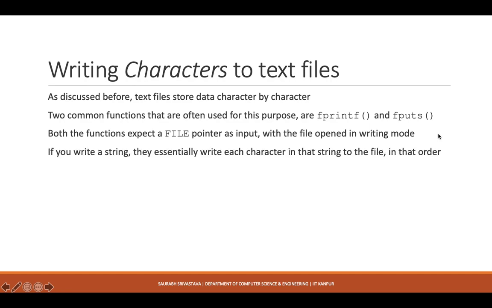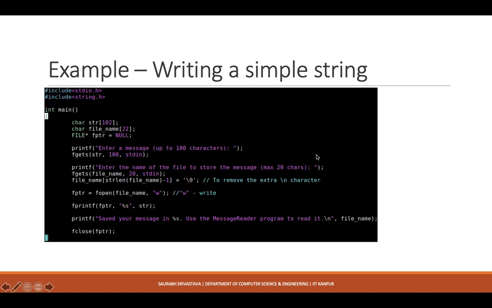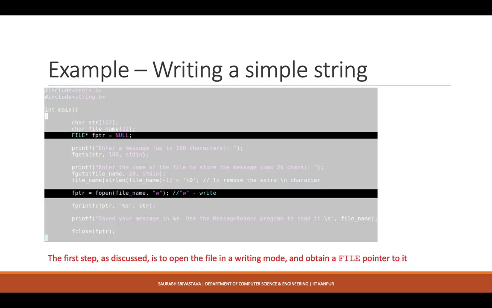If you write a string with fprintf or fputs, what really happens is that they write each character of the string into the file, in that particular order. So if I write hello, the first character that gets written is H, the next is E, then L, and then O. This is how these functions work. This is a very simple example of writing a simple string in a file. You start with the fopen call. As you can see, the access mode here is W, which stands for write, and by default fopen assumes that you are going to write to a text file. This is returned and accepted in this variable called fptr.